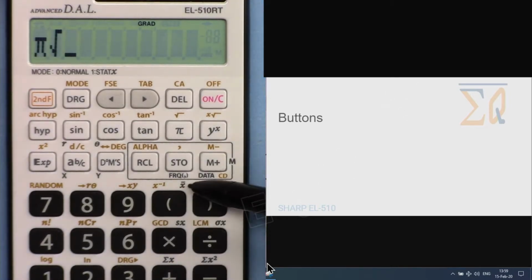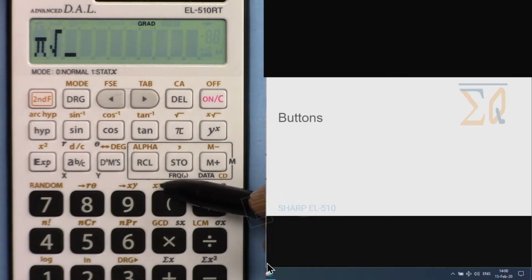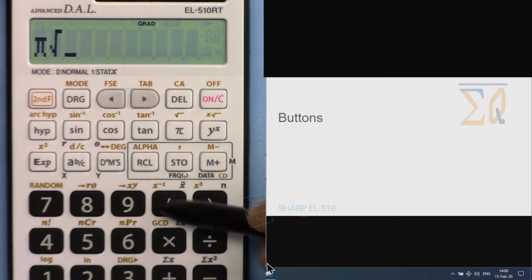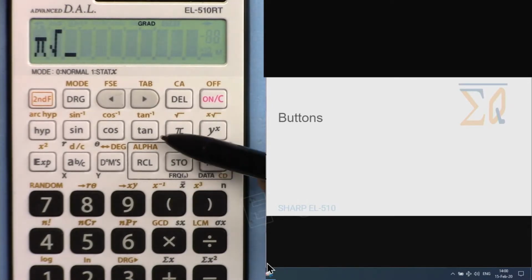For example, this one has mean or x bar, and then n and all the other values. So this button has open parenthesis, x to the power -1, and so it has 3 functions which will be available when you go in a certain mode.